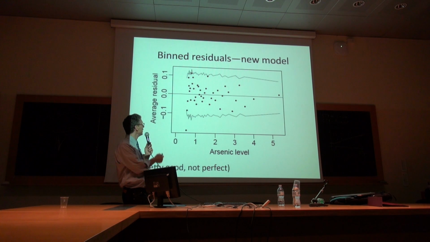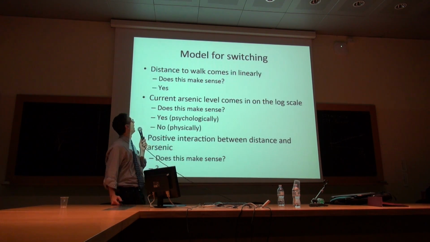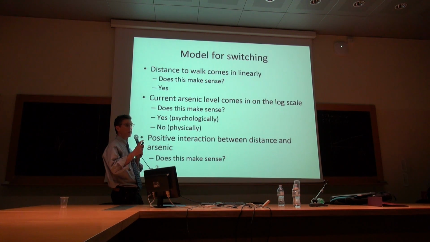Okay, so to continue, we stuck with this. The model's not perfect, but this is what we stuck with. Now I want to talk this through. Distance to walk comes in linearly in the model. So the change from going from 0 to 100 meters is the same as 100 to 200 or 200 to 300. I think that makes sense because every 100 meters is an equal amount of effort on your legs and your arms, right? Arsenic now is coming in on the log scale.